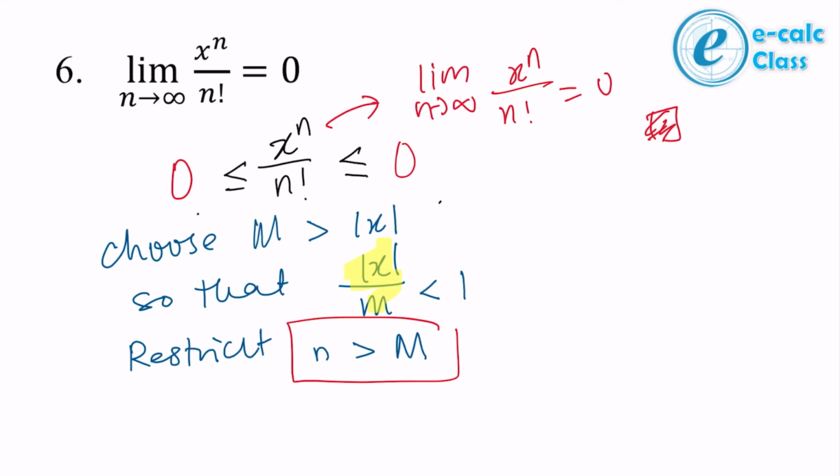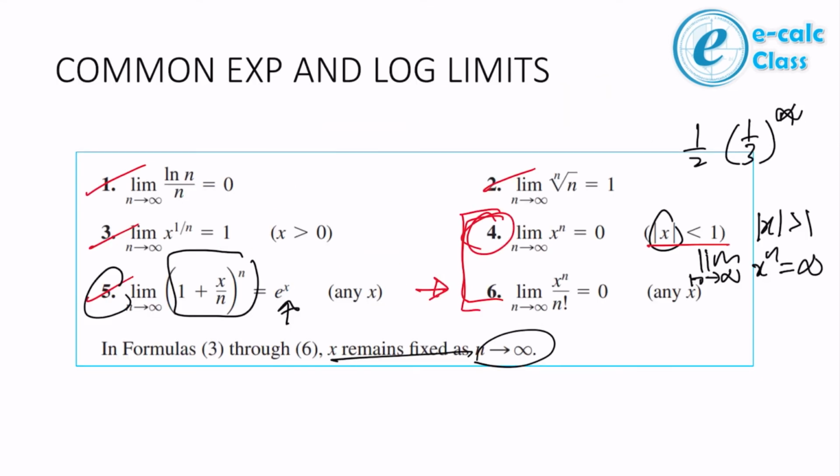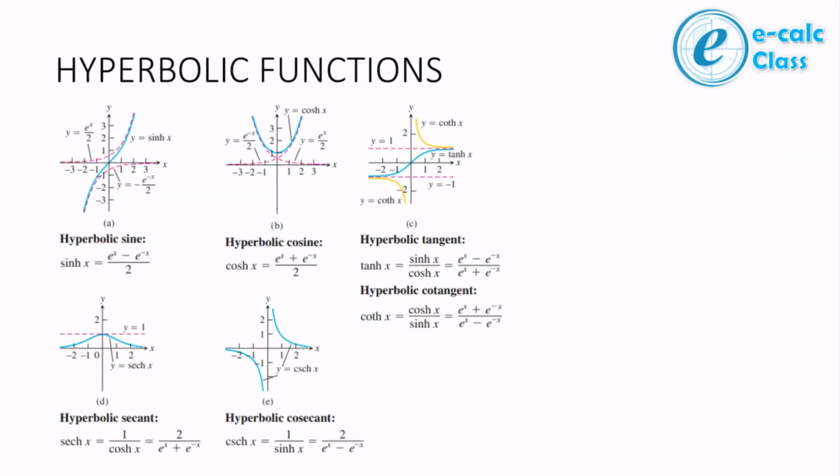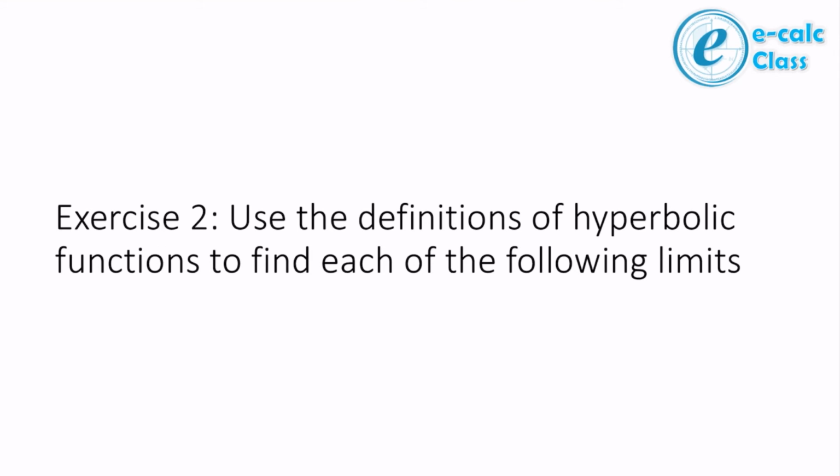Okay? Yeah, so that is all for the common exponential and logarithmic limits. We'll proceed with the last pair, which is the hyperbolic and inverse hyperbolic. So for hyperbolic and inverse hyperbolic, it's actually more to like definition, and actually if you remember the graph, you can also find it from the graph. Okay, so I'm going to directly go to the exercise, which we use the definition of the hyperbolic function to find the limits.